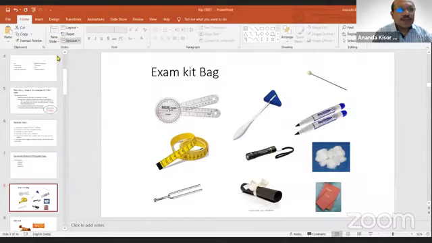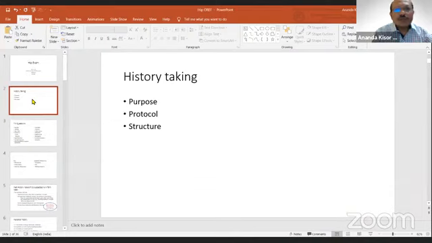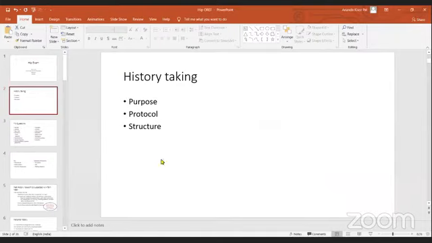So without wasting time, I'm going to share my screen. This is the examination of the hip, which is a very relevant topic for this. Is my slide visible? Yes, sir, it is visible.